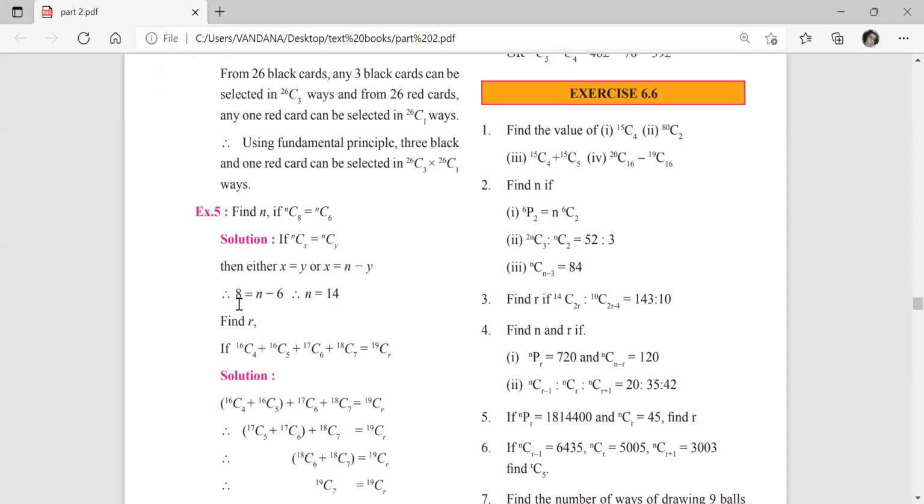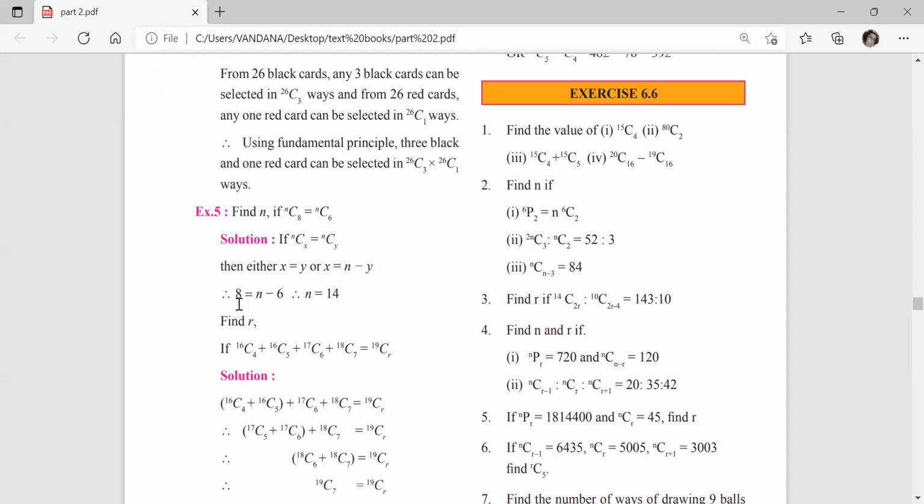80C2. That is 80 into 79 upon 1 into 2. So this is your answer. Sorry, 3160. Like this, we can find out values of any given thing.